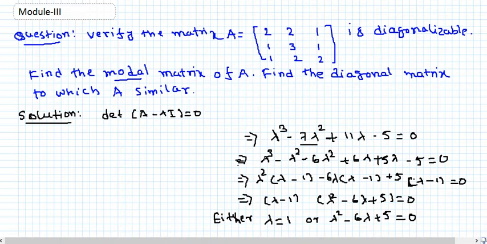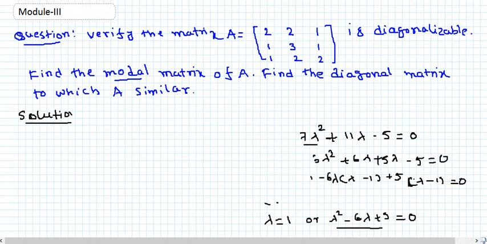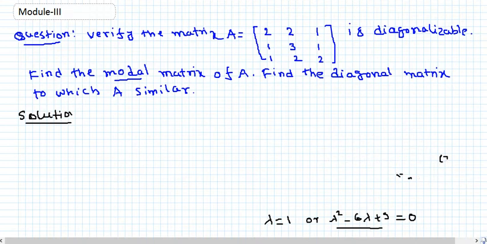Next, I am going to solve this polynomial equation. One eigenvalue we have already achieved, so let's write that down: lambda equals to 1. This is one of our eigenvalues, and next we solve lambda square minus 6 lambda plus 5 equals to 0. That's an easy equation, so we can solve it.